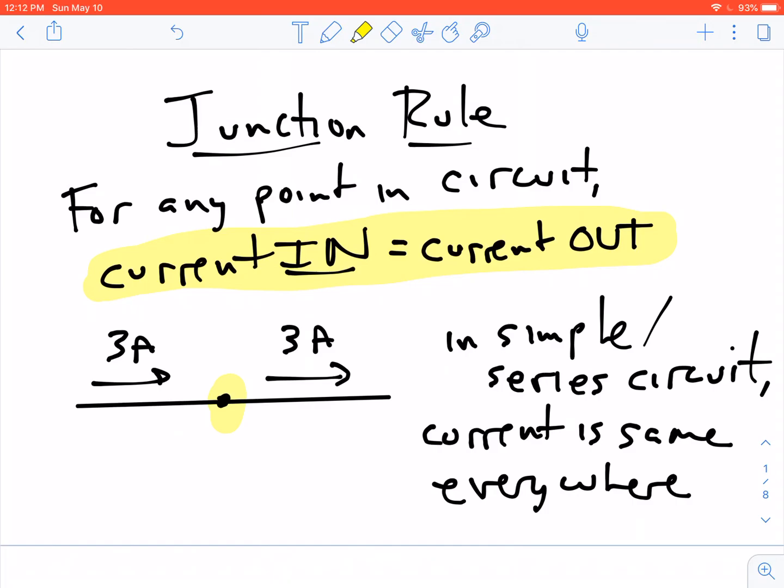When we had talked about simple circuits and series circuits, this rule was kind of implied, and it gave us the information that everywhere in the loop the current was the same. We're just making it a little more explicit because we're going to have multiple paths now.